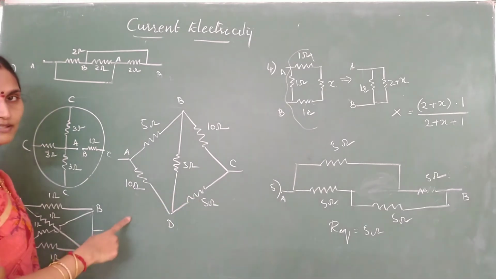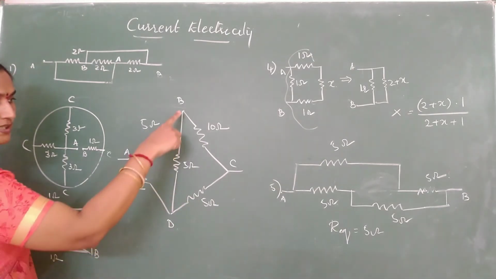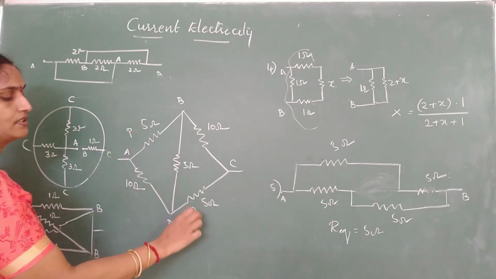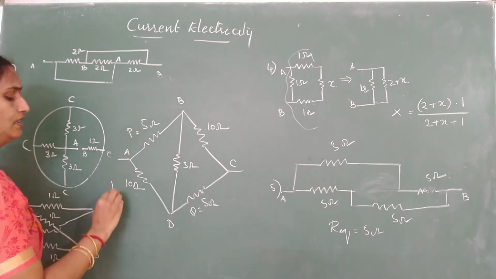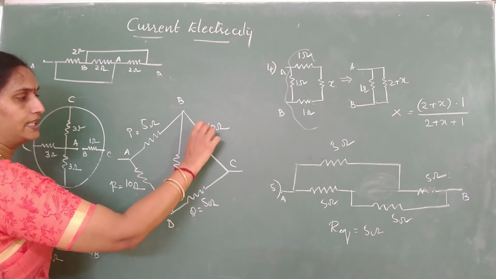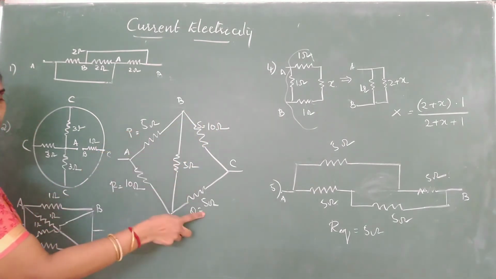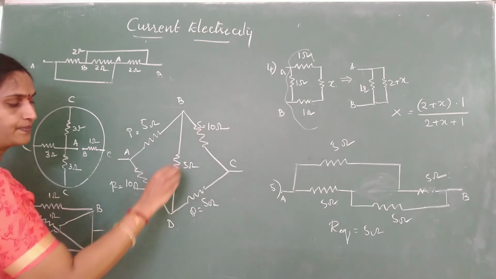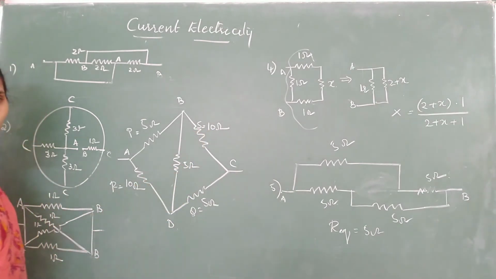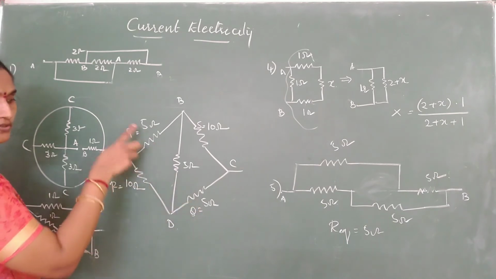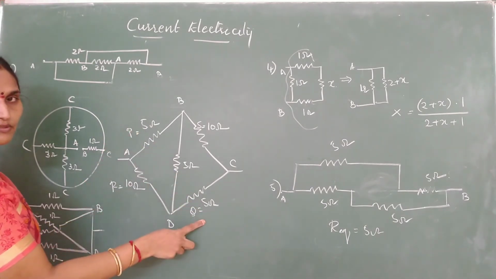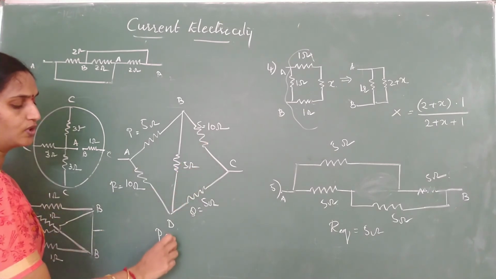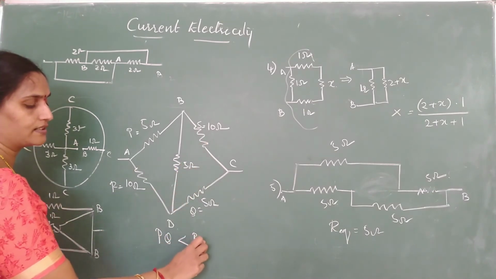If it is an unbalanced Wheatstone bridge, then check the product of these two resistors. If I call these P, Q, R and S, if the product P into Q is greater than R into S, then current flows from D to B. Check the product of these two: 5 into 5 is 25 and 10 into 10 is 100. So PQ we have got is less than RS.